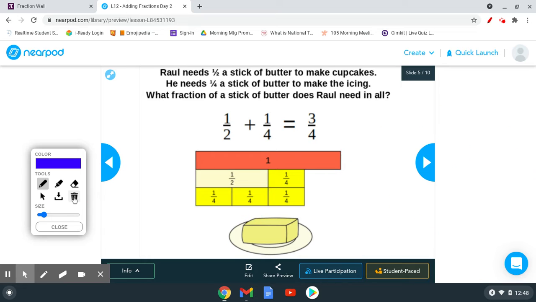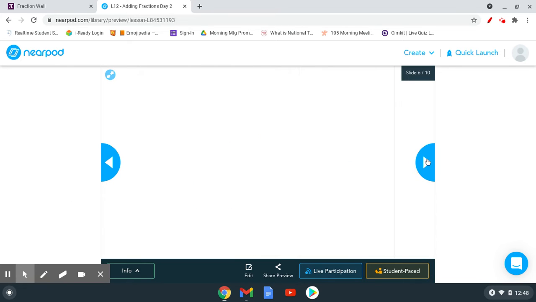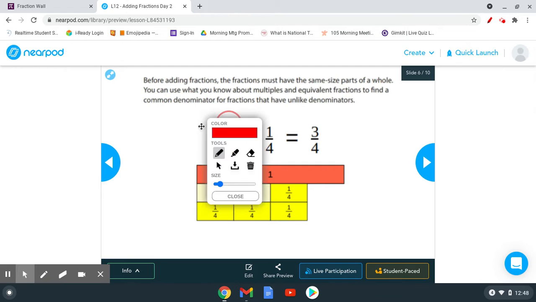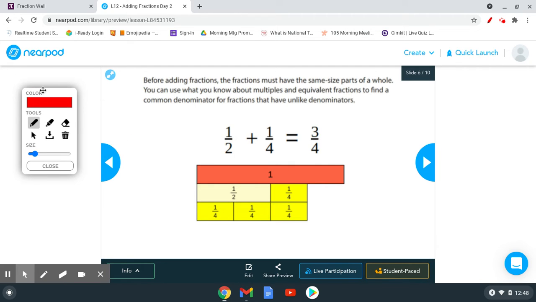So let's take a look at some important information. So here are the rules when adding. Before adding fractions, the fractions must have the same size parts. So again, here, because we have different denominators, you can see different size parts.